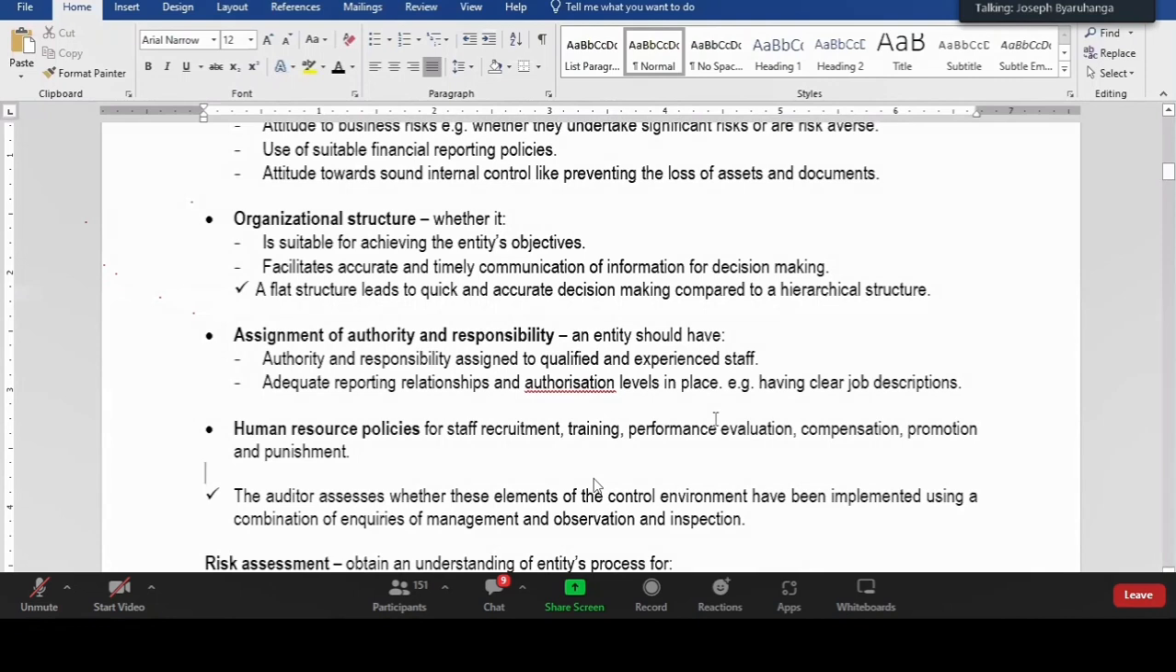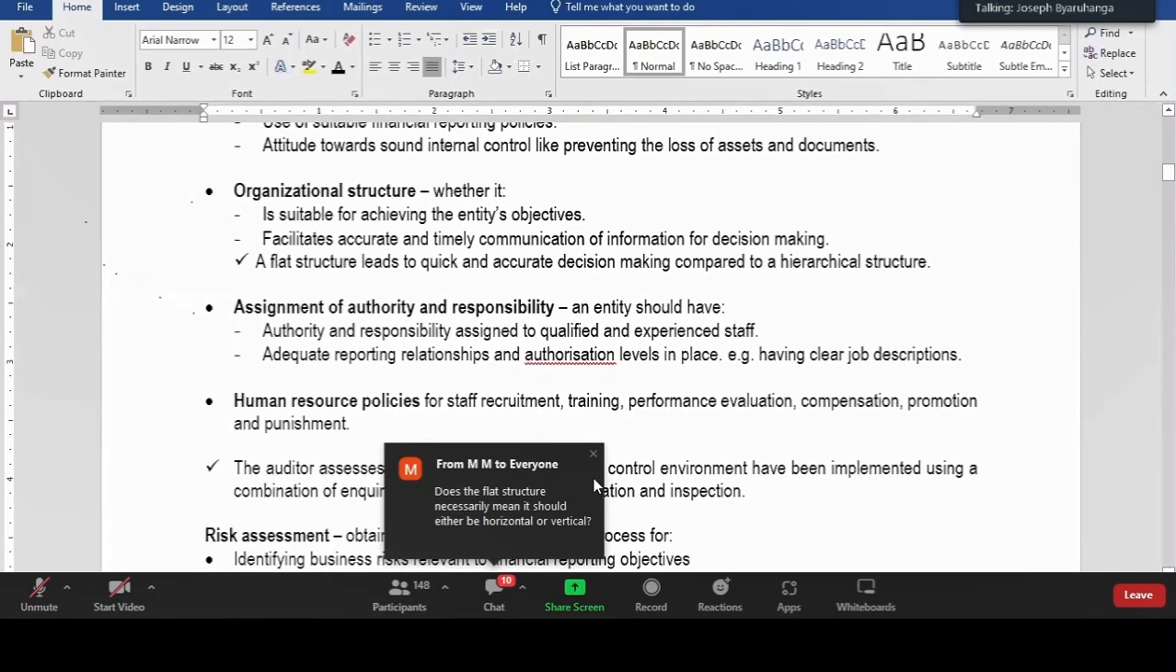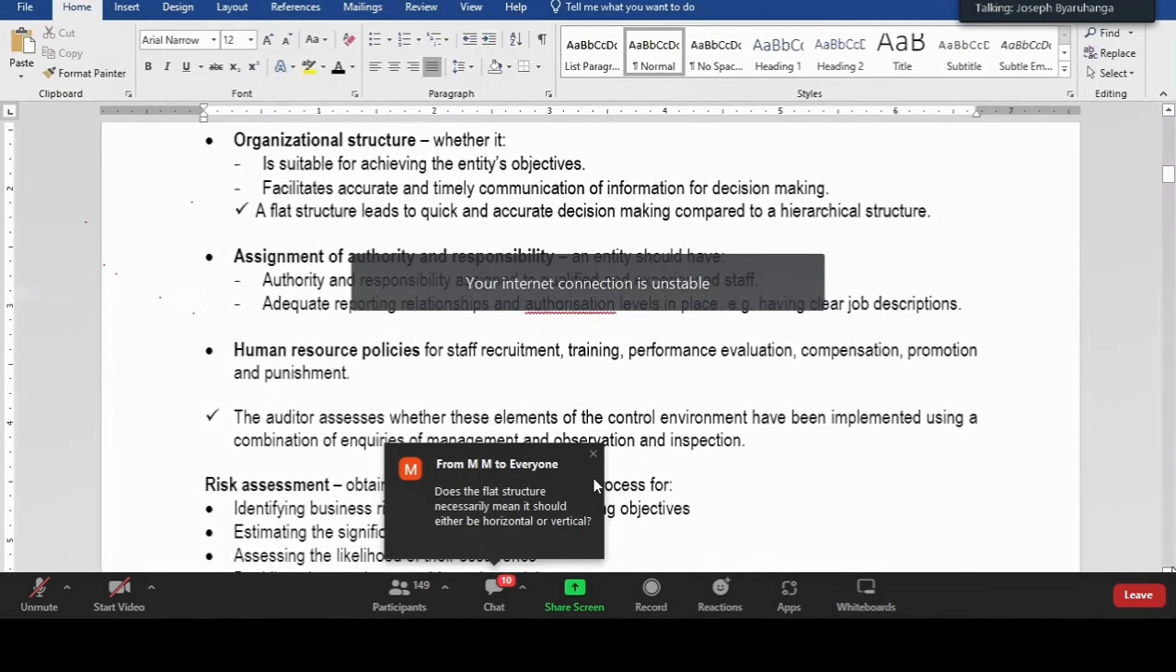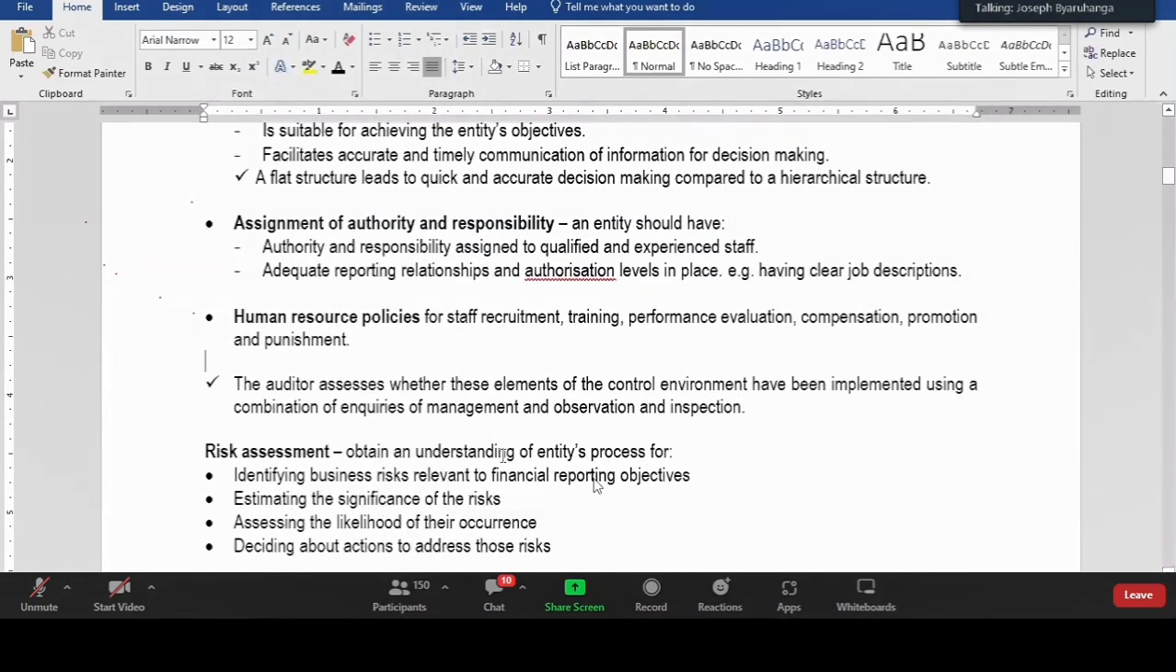So that is the control environment. Now, the second element of internal control is risk assessment. Now we are looking at risk assessment by the entity, not by the auditor. The auditor is assessing what they assess.